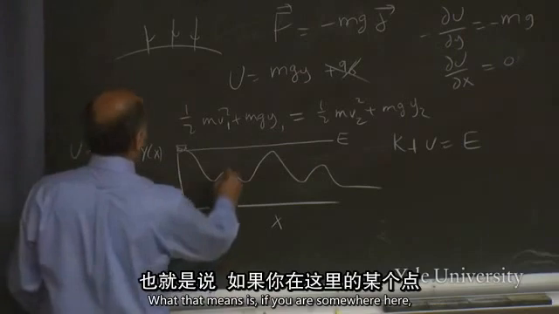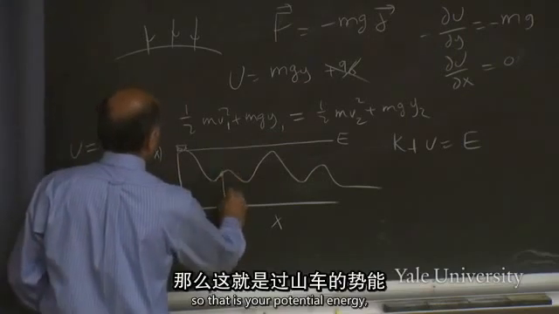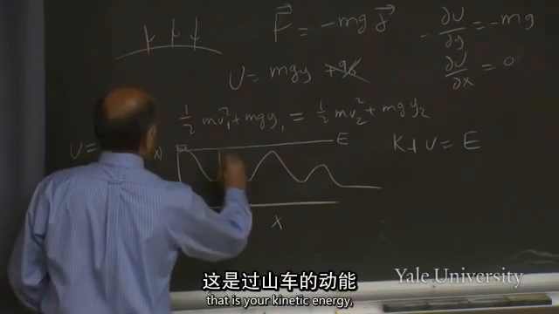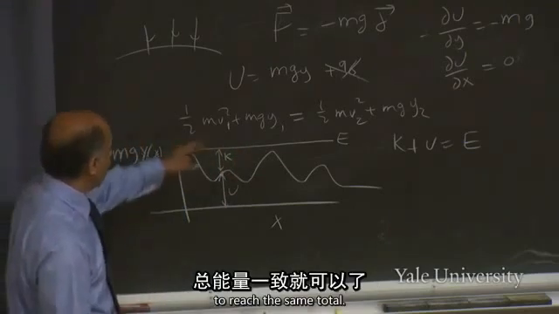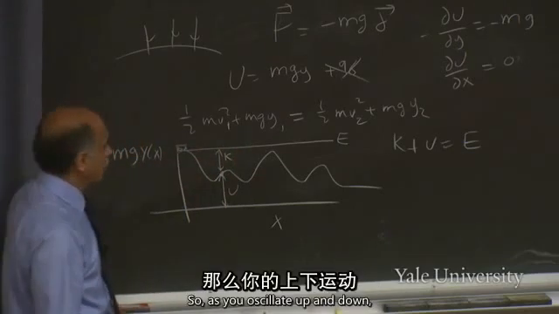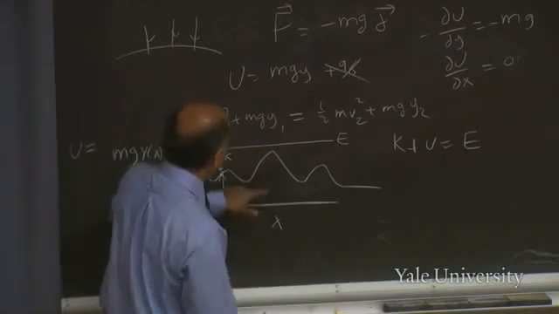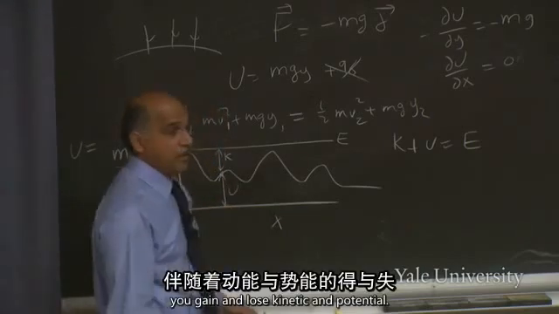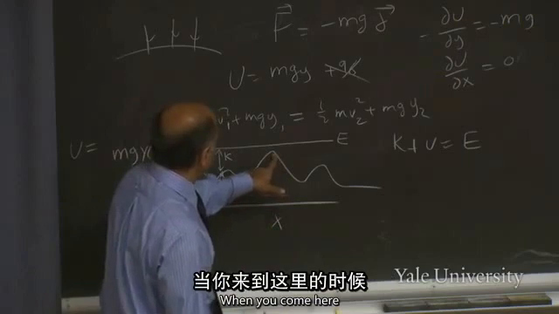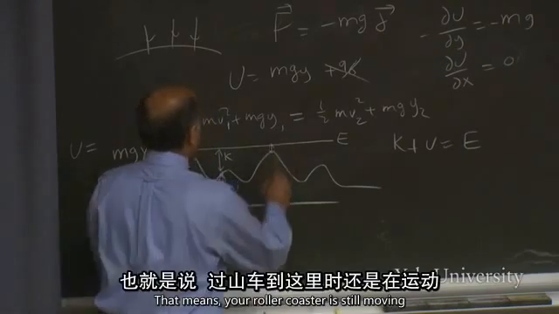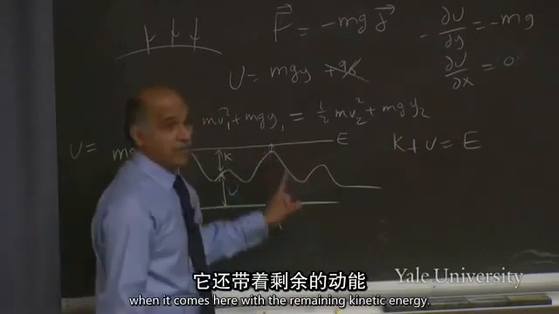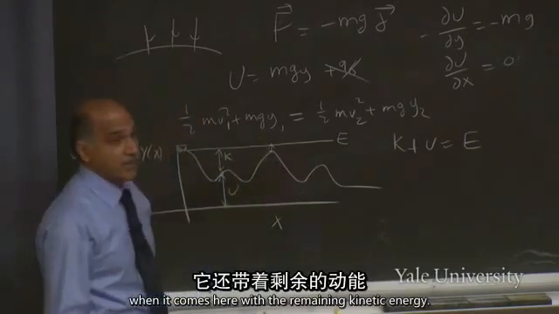What that means is if you're somewhere here, so that is your potential energy, that is your kinetic energy. It's very nicely read off from this graph to reach the same total. So as you oscillate up and down, you gain and lose kinetic and potential. When you come here, your potential energy is almost your whole energy, but you've got a little bit of kinetic energy. That means your roller coaster is still moving when it comes here with the remaining kinetic energy.